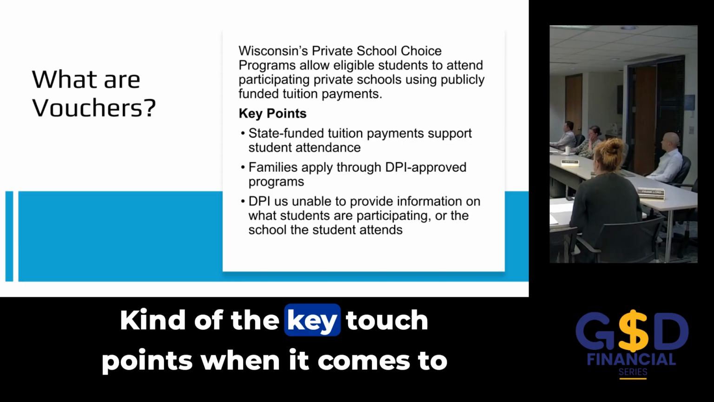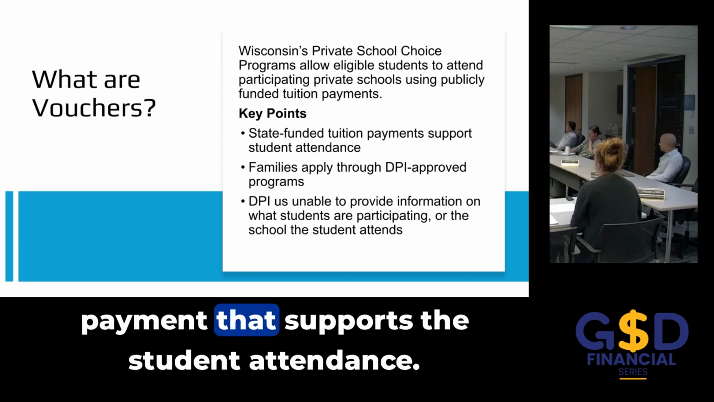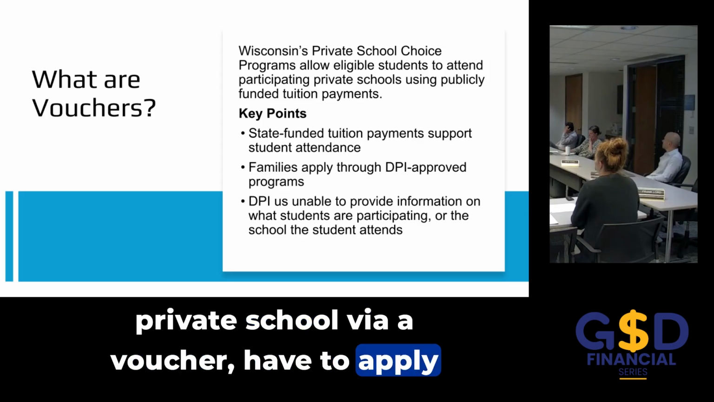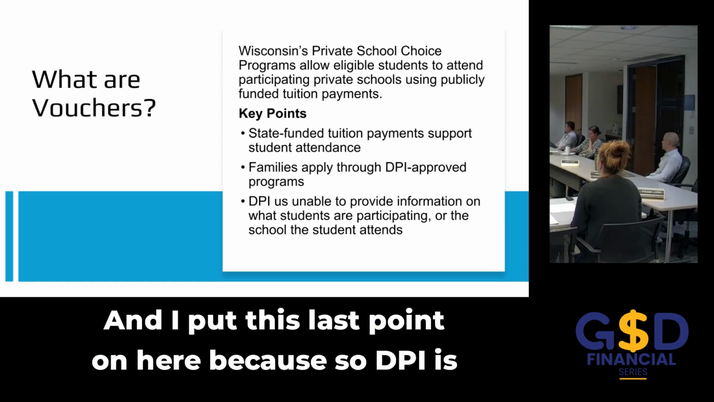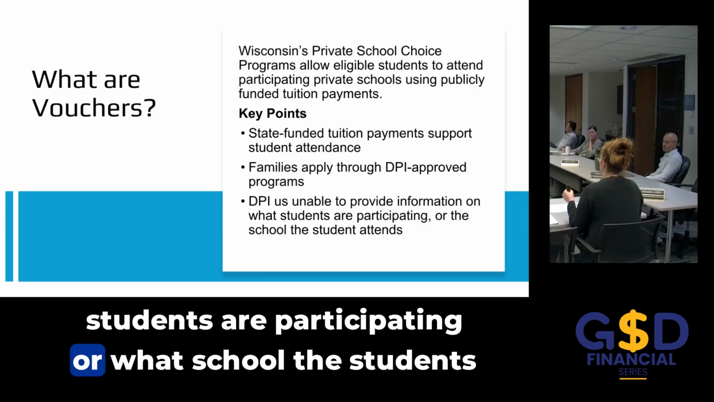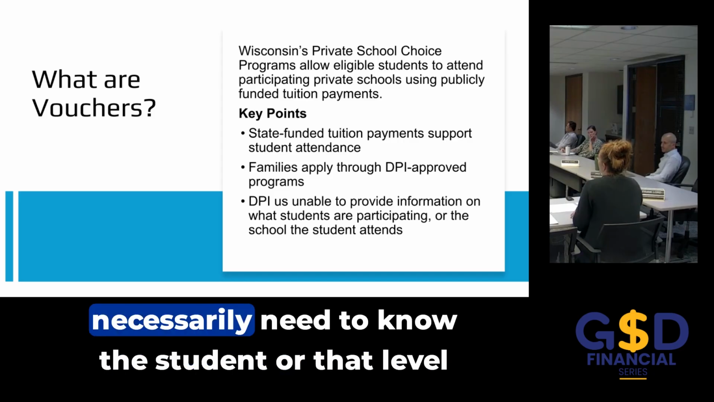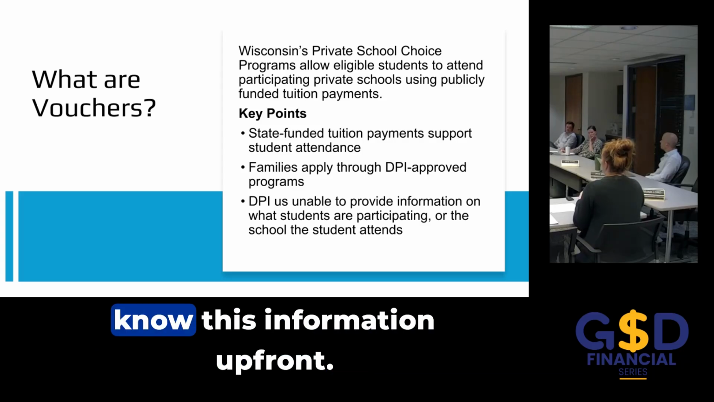The key touch points when it comes to vouchers: this is a state-funded tuition payment that supports the student's attendance. Families interested in attending a private school via a voucher have to apply through DPI-approved programs. And I put this last point on here because DPI is unable to provide information on what students are participating or what school the students are attending. Which is fine, because districts don't necessarily need that level of information, but because they are unable to provide it, we don't know this information up front.